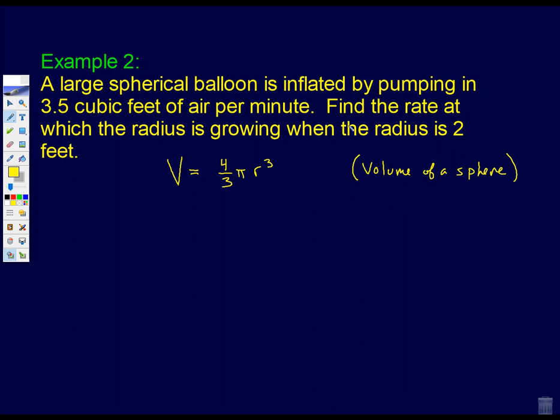What we want to find is the rate at which the radius is growing. So what we want to find is the rate of change, or the derivative of r, with respect to time. What we're given is the rate of change of the volume. We're pumping in 3.5 cubic feet per minute, and that is the rate at which the volume is changing.